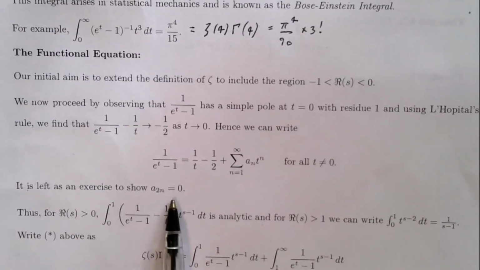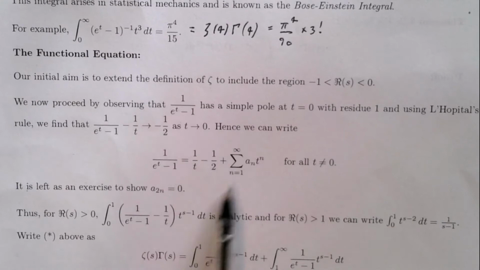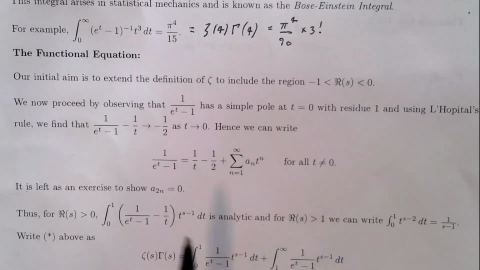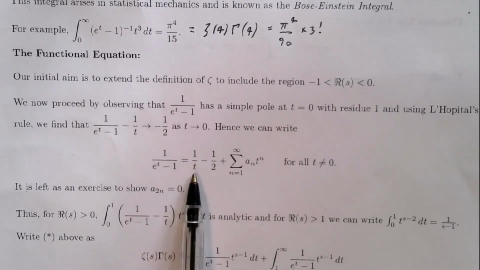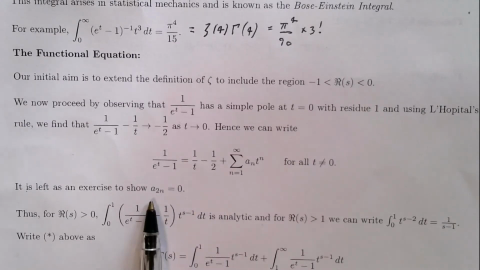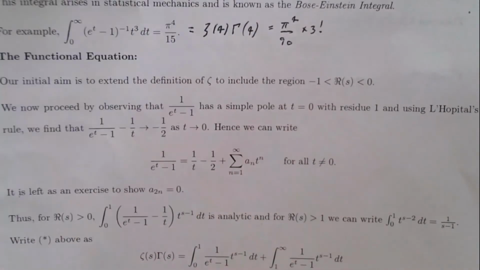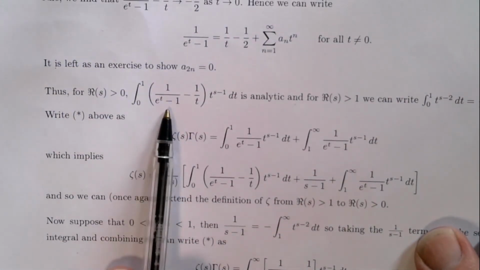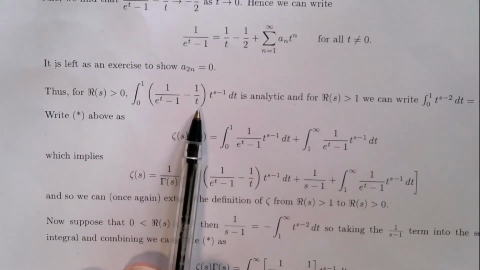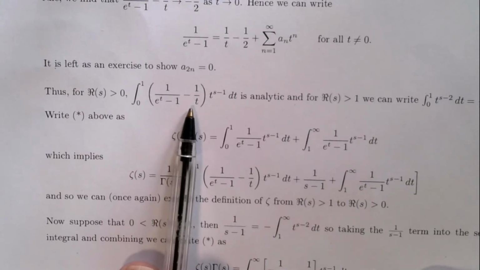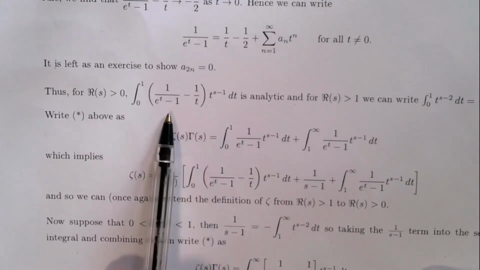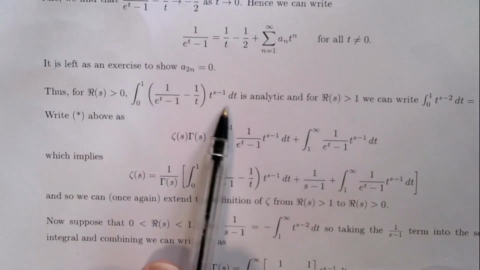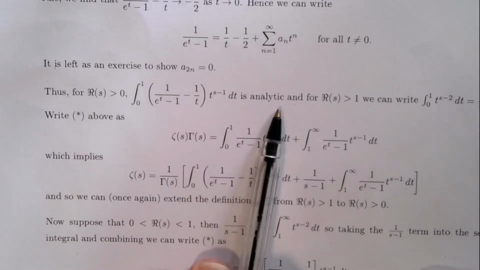Now it's left as an exercise to show that the even coefficients of this are all 0. That's a nice exercise and very easy to do. You simply show that this minus this plus this is an odd function, and so it can't have any even powers. So thus far, we've shown that if you take 1/(e^t - 1) minus its principal part, then this is analytic, and this expression here is an analytic function of s for the real part of s bigger than 0.